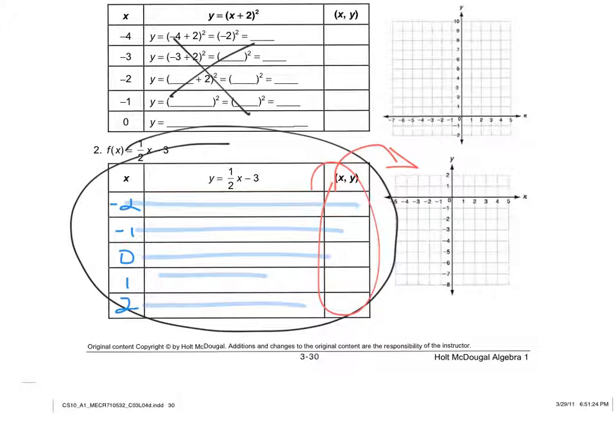So make sure when you are answering these 2 questions on the test that you do not leave anything blank. This is the only thing that you need to know from 3-4: how to fill in the table and then graph the ordered pairs.